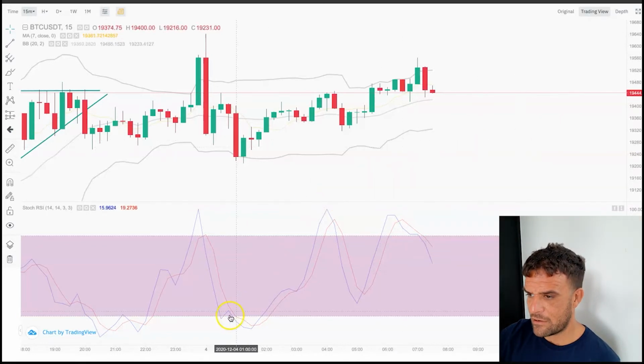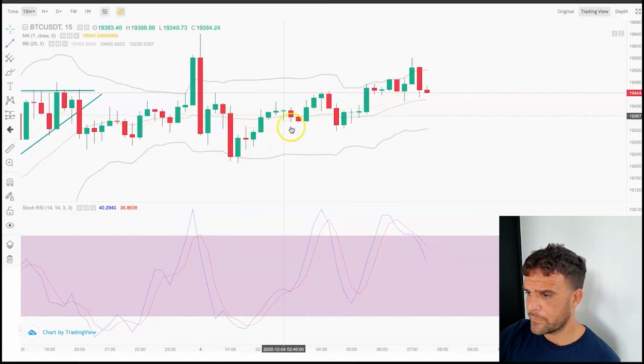And just to give you a very quick example, let's have a look here. We're in the oversold region around this area. The K crossed over the D and up we came. And look, the price action came up.